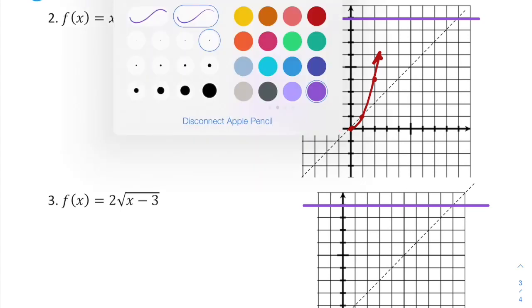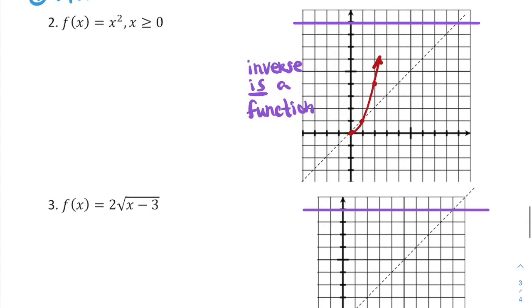All right, so let's go ahead and find our inverse now. So I'm going to go through the same steps. Step 1 of changing f of x to be y. Step 2 of switching x and y.